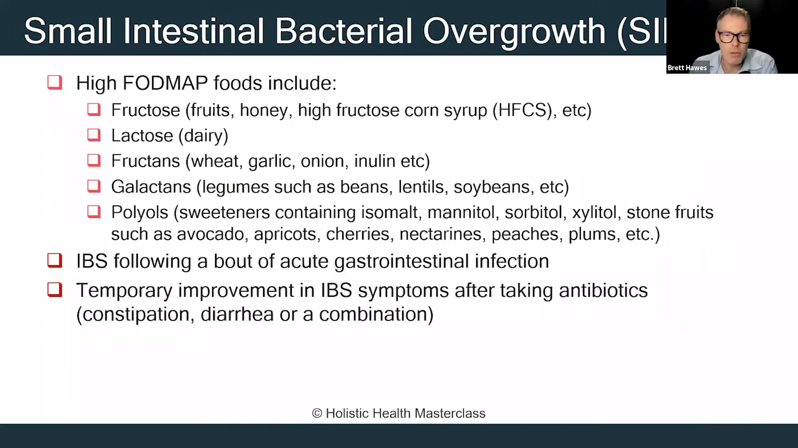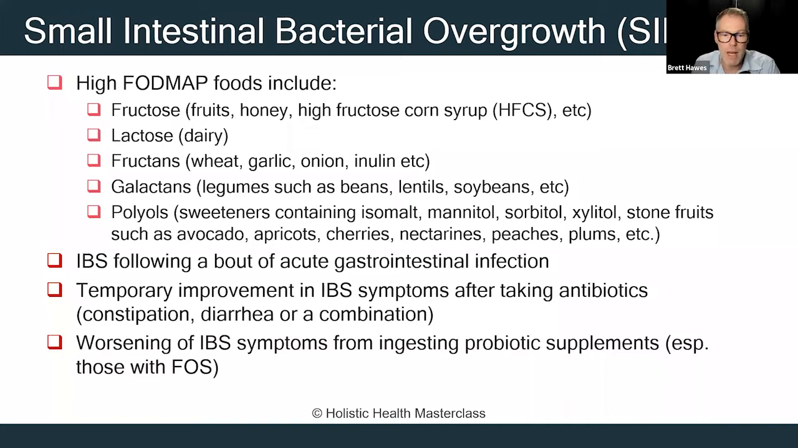So temporary improvement in IBS symptoms after taking antibiotics. How many people are on these cycles, right? Where, I got this infection and a flare up. I take the antibiotics, I feel better. And then a couple months later, boom, I got another flare up. I take more antibiotics. So when people tell you that their IBS symptoms get better after taking antibiotics and then they come back, that's a pretty good indicator that you're dealing with someone who has SIBO. And of course, the more boxes that they check off here, the more confirmation you have.